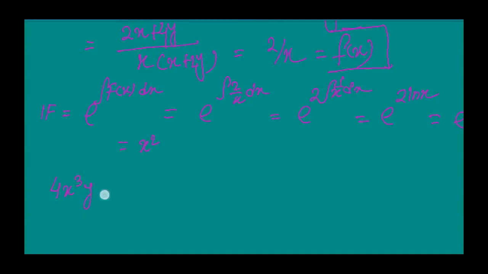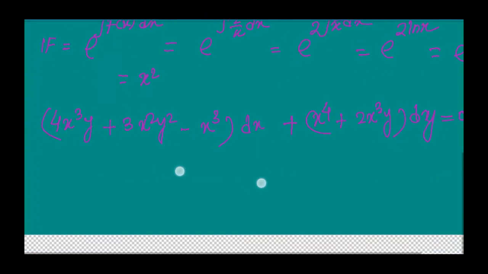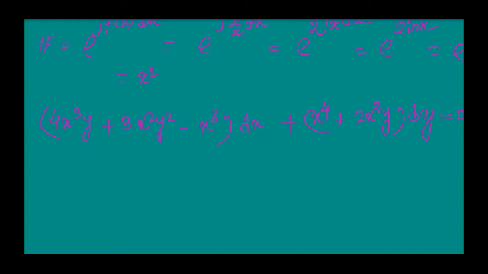4x³y + 3x²y² − x³ dx + (x⁴ + 2x³y) dy = 0, and this is the exact form.